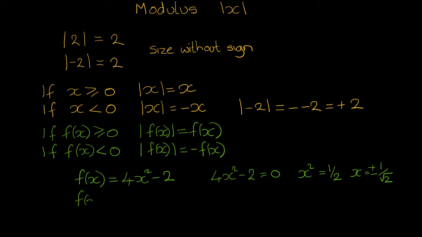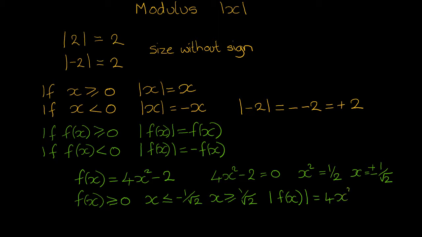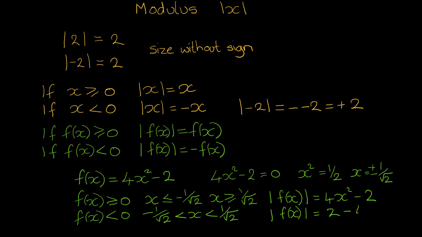So f of x will be positive or 0 when x is less than or equal to minus 1 over root 2, or when x is greater than or equal to 1 over root 2. In that situation, the modulus of f of x will equal 4x squared minus 2. Whereas f of x is negative in between minus 1 over root 2 and 1 over root 2. So in that region, the modulus of f of x will actually have the equation 2 minus 4x squared, which is the negative version of the one above.